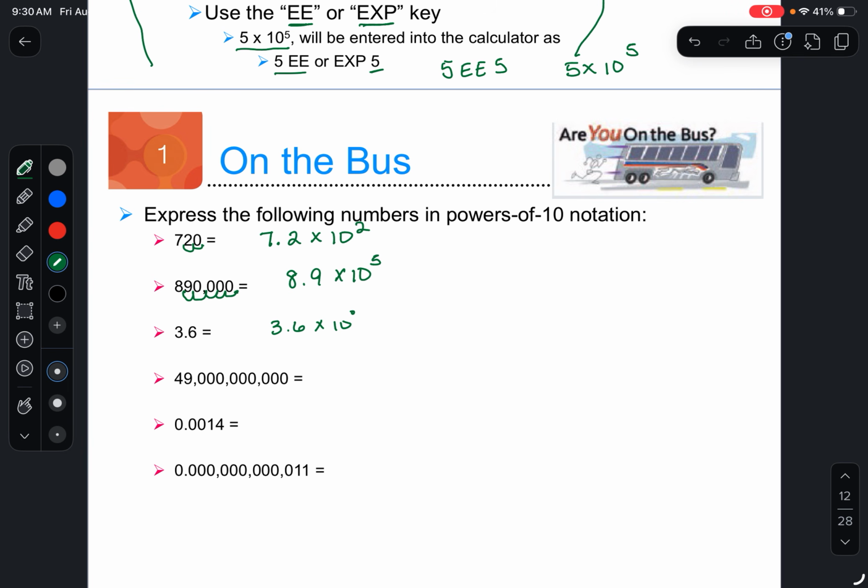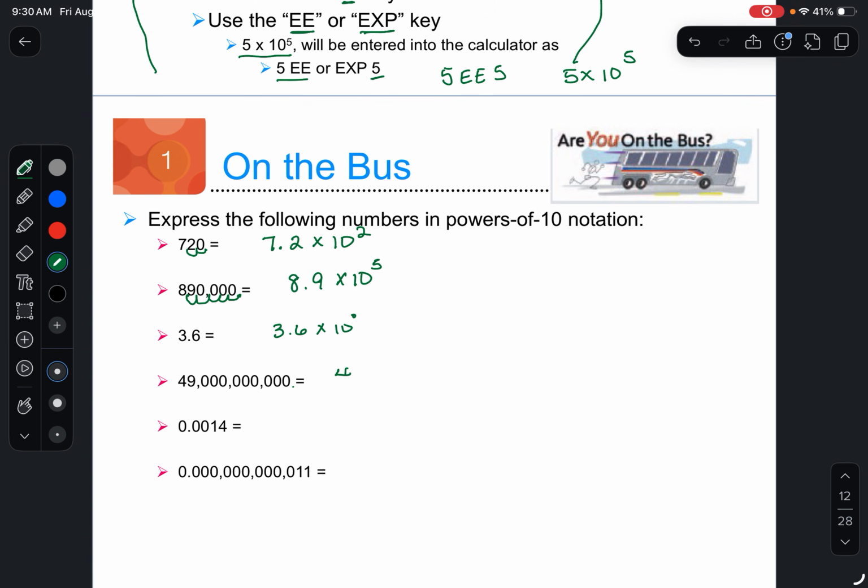Okay, our next number, very large number. So our decimal place is right here. So we're going 1, 2, 3, 4, 5, 6, 7, 8, 9, 10. So our answer is going to be 4.9 times 10 to the 10th. And I got to erase. So let me put my jumps again, if you're following that way.